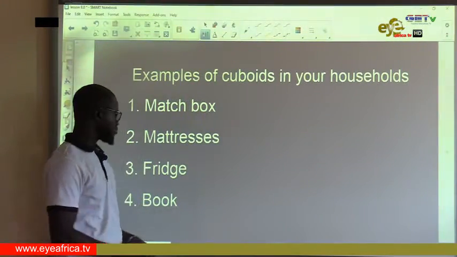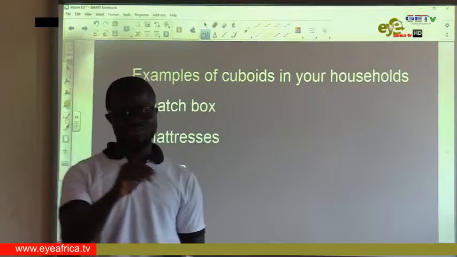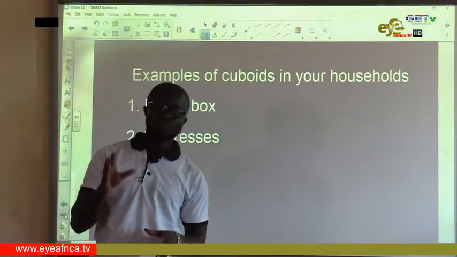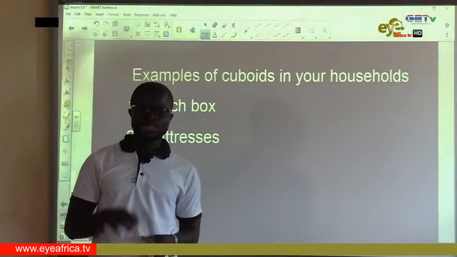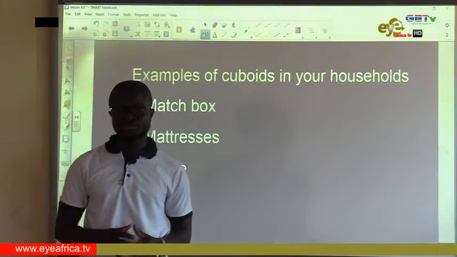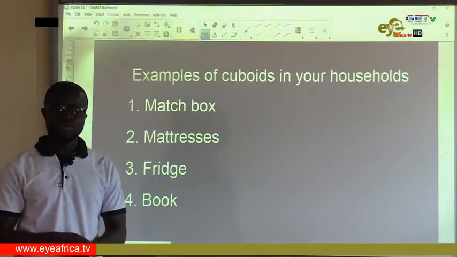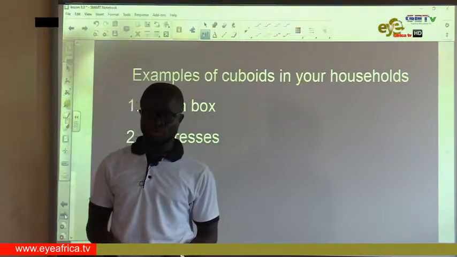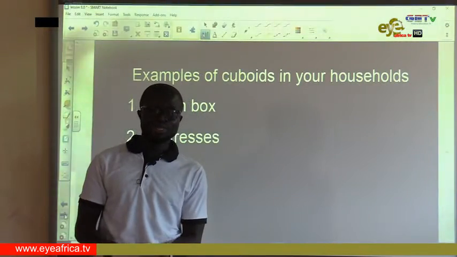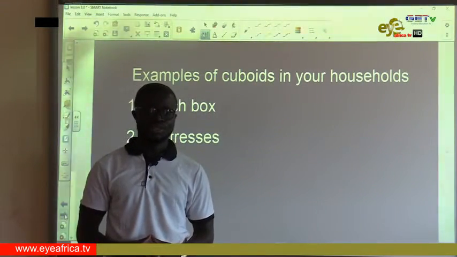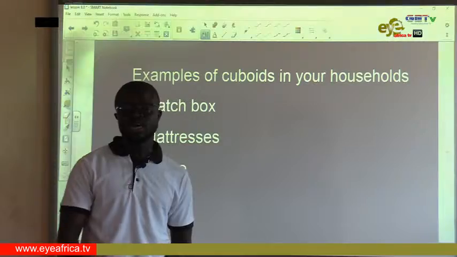Example 3 is the fridge. If you look at the fridge, if you have any in your household, if you observe the fridge carefully, you will realize that it is also a cuboid because it is having the features or the properties of a cuboid. So the fridge is also an example. Another example that you can give apart from the fridge in your household could be the cupboard. The cupboard is also what? Having the shape of a cuboid if you look at it carefully. So because it possesses certain characteristics of a cuboid, it is therefore qualified to be termed as a cuboid.